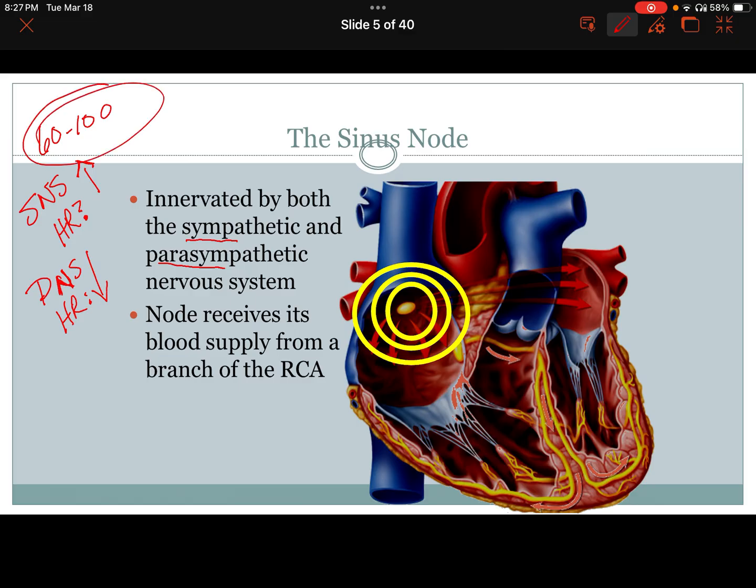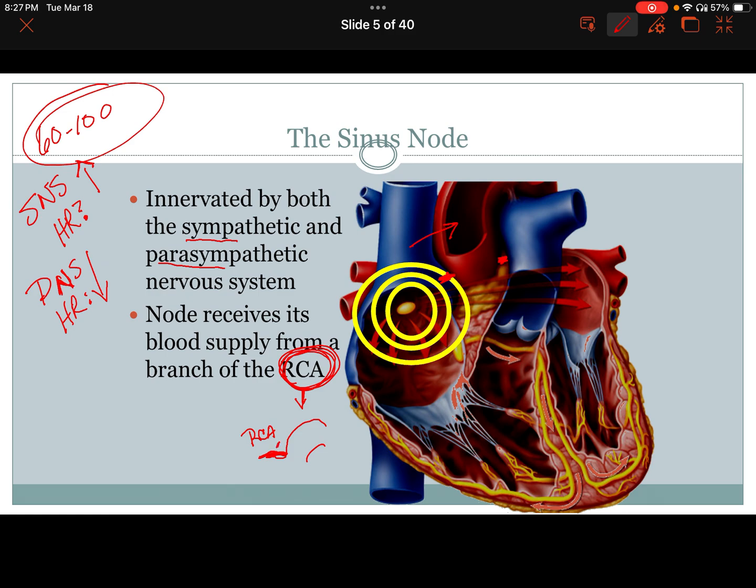Now, another point of reference on here is where we get the blood supply to that SA node so that it can properly function. And it comes from the right coronary artery. So if you remember, you have that aortic arch, which I know it's up here in the picture, but at the base of that aortic arch, which you can't see here because it's covered up, you have a right and a left coronary artery, and that right coronary artery comes off, and that is where the SA node receives its blood supply.